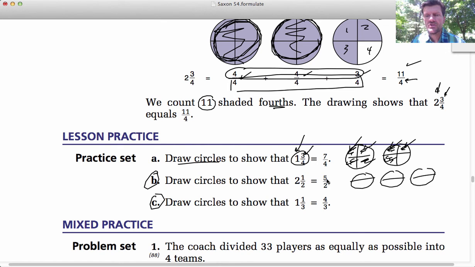So we have 2, so I know 2 of these are going to be completely shaded in, and then 1 out of the 2 on the third one. And that's 1, 2, 3, 4, 5 halves.